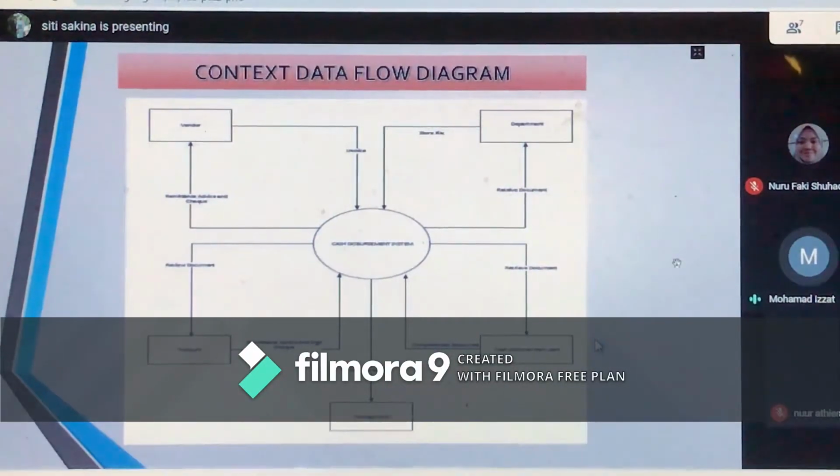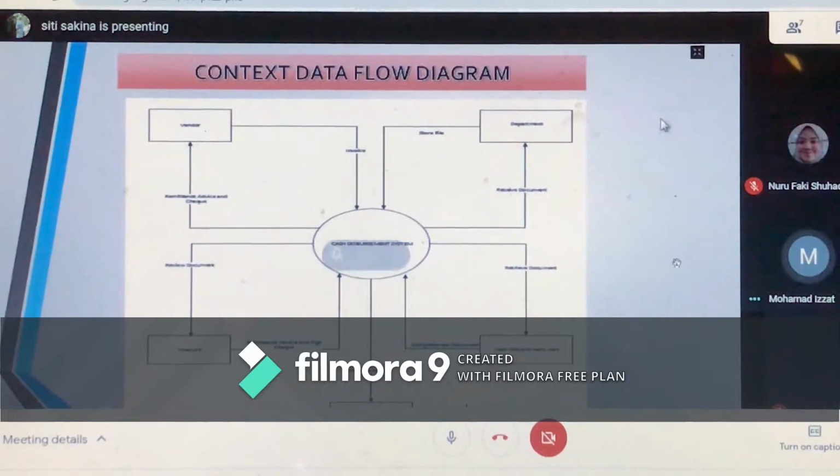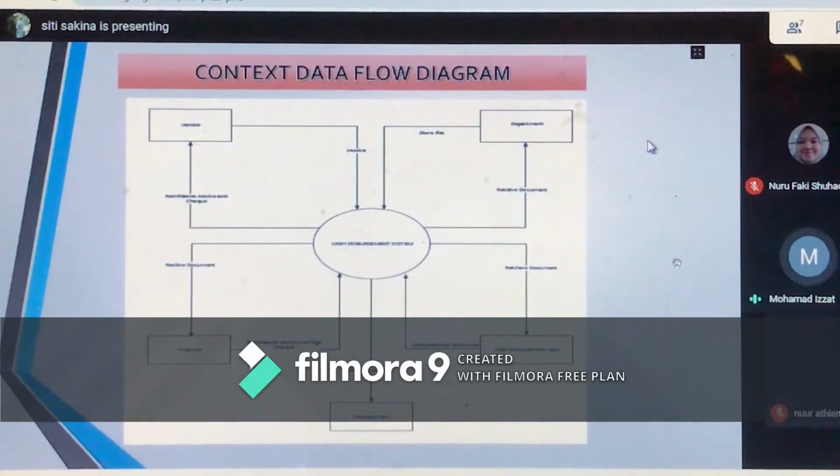Okay, I will present question 12, which is the data flow diagram of the cash disbursement system for LPSB using Microsoft Visio. In a data flow diagram, we use 4 symbols. First, the rectangle symbol is the entity or data source. Second, the circle symbol is related to the process. Then we have the arrow symbol, which is data flow, and the parallel line symbol is used when we have a data store.